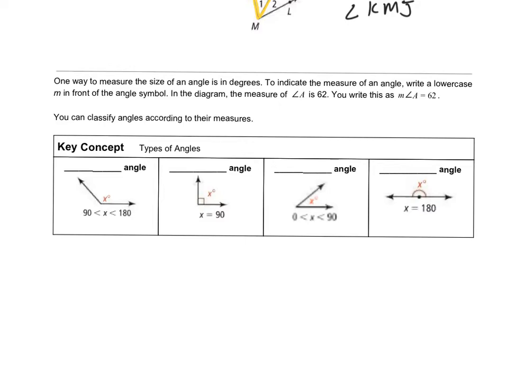All right, one way to measure the size of an angle is in degrees. To indicate the measure of an angle, write a lowercase m in front of the angle in the diagram, okay? So we would say the measure of angle A is 62, and we will write it as m angle A is 62, okay? So right here, we're stating that angle A has a degree of 62, all right?